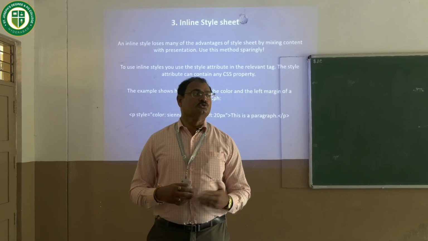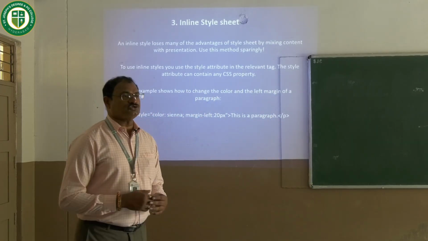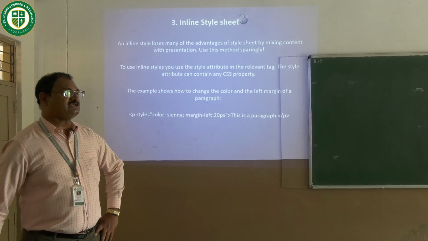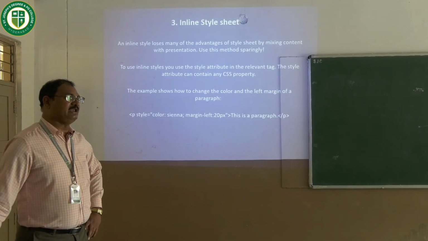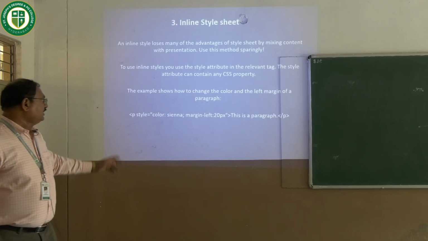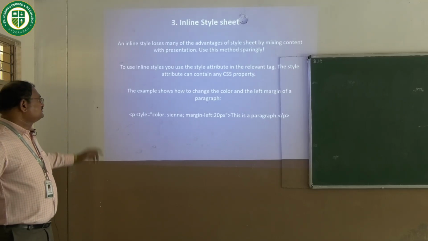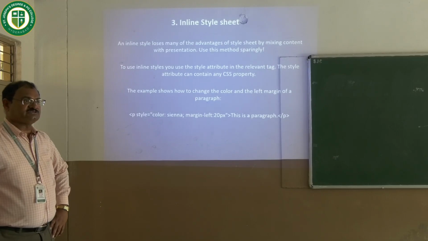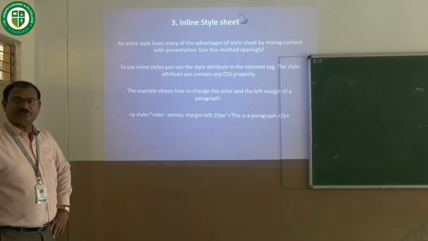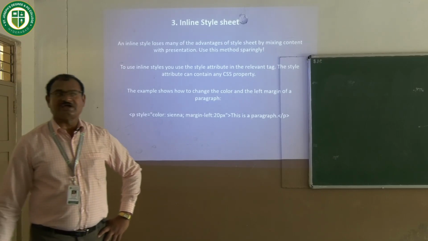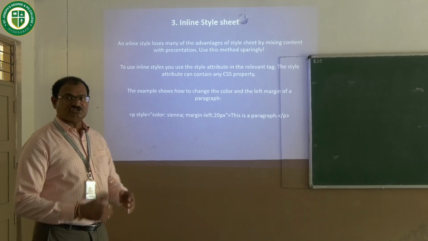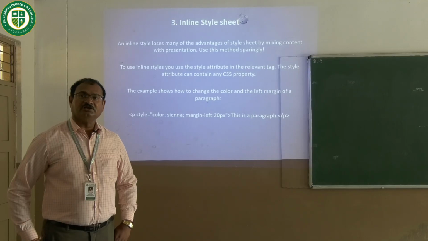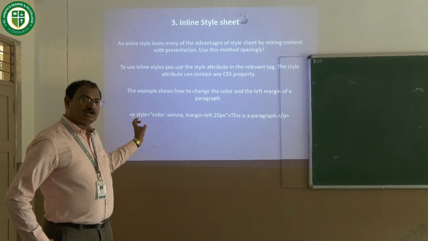So how are you going to use this inline style sheet? For this you are going to use style as an attribute. You are using style as an attribute of the HTML element. If you look here, an example is here: P is the element, and I am using style as an attribute. So here I am defining the rules. What rules am I defining here? Color is cyan, and margin left is 20 pixels.